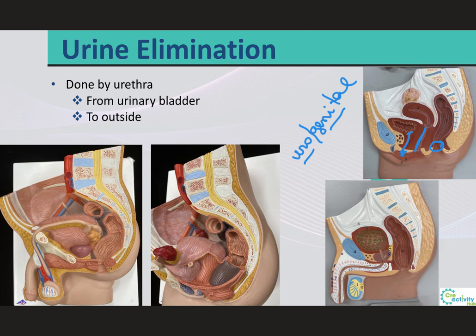Now notice how the opening for the male urethra is very far away from the anus. And this is why women are more prone to UTIs or urinary tract infections, because of the close proximity between the female urethra and the anus. One way to prevent female UTIs is to clean yourself from front to back. This way you prevent bringing feces from the anus into the urethra, which might cause an infection, as you can imagine.